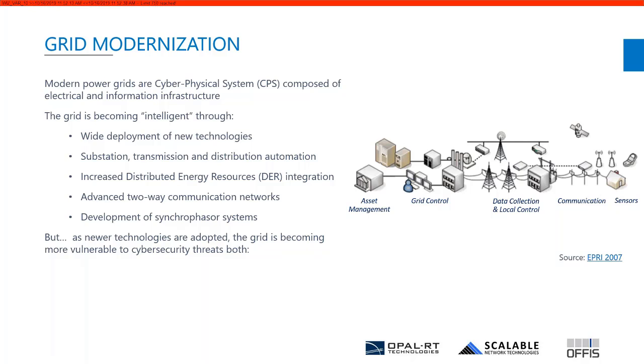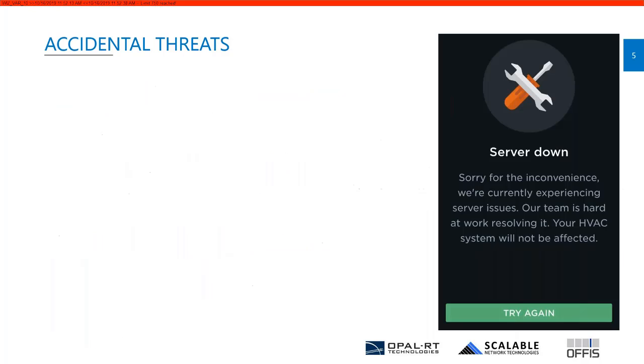So it's not anymore only about reporting, but we're sending a lot more commands. We are developing synchrophasor systems. So there are a lot of new things that bring a lot of new technologies that are communication-based. And as these new technologies are adopted, the grid is becoming more vulnerable to cybersecurity threats that are both malicious and accidental. So I'm going to cover a little bit of the content on this.